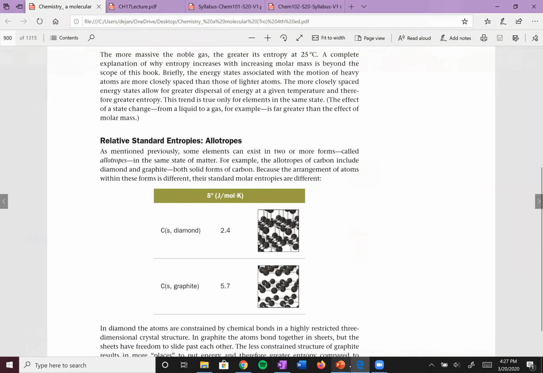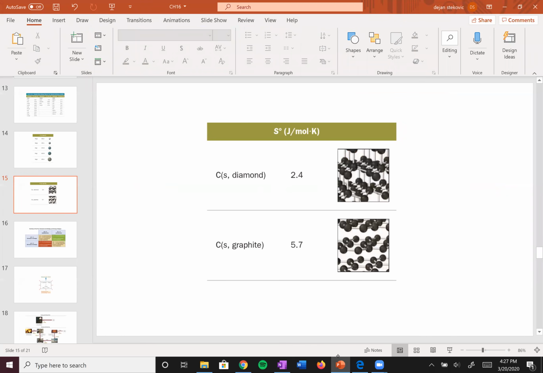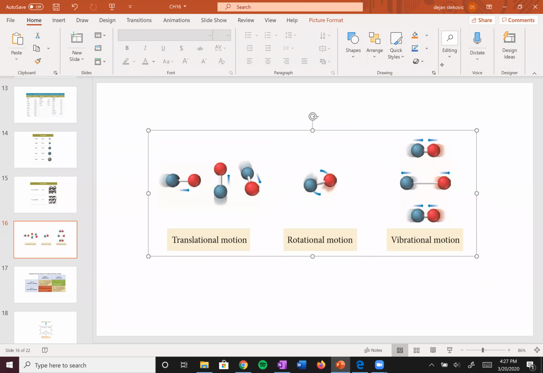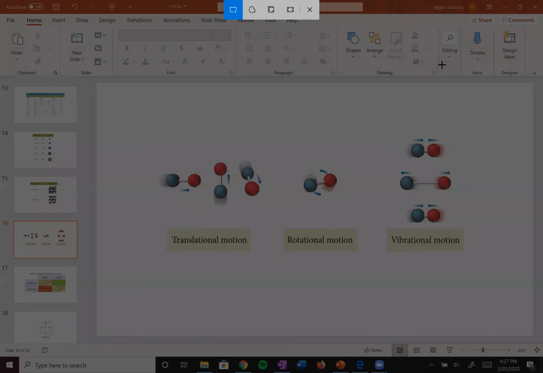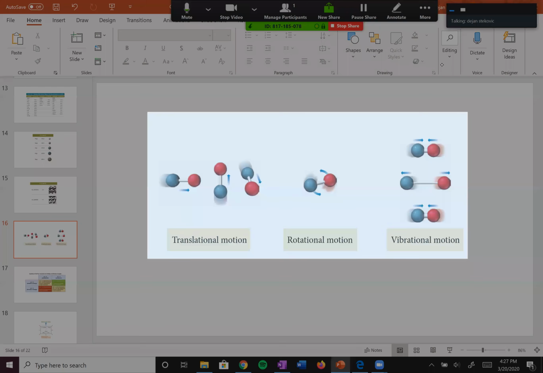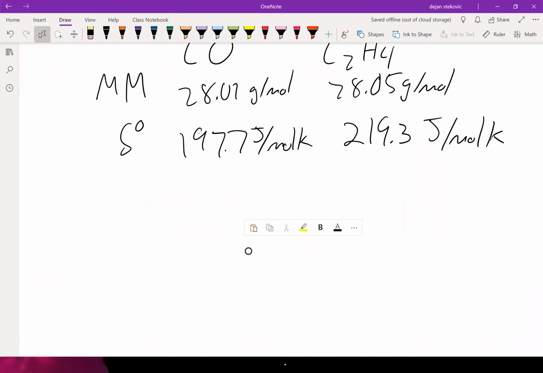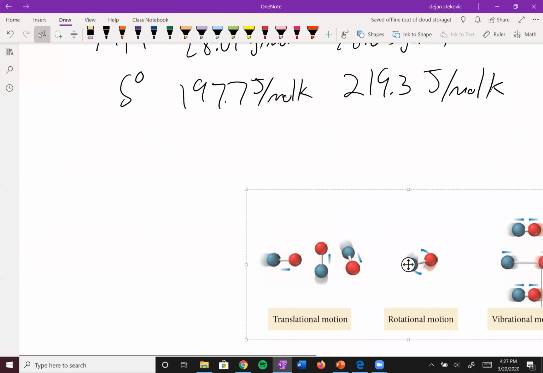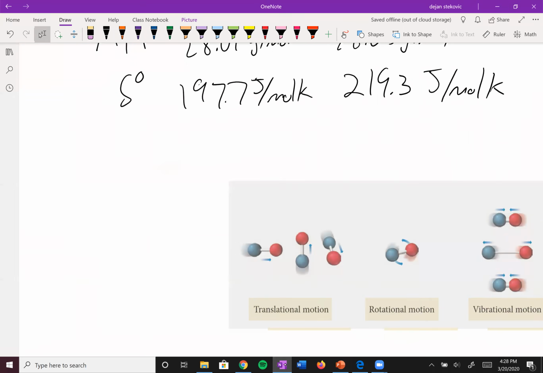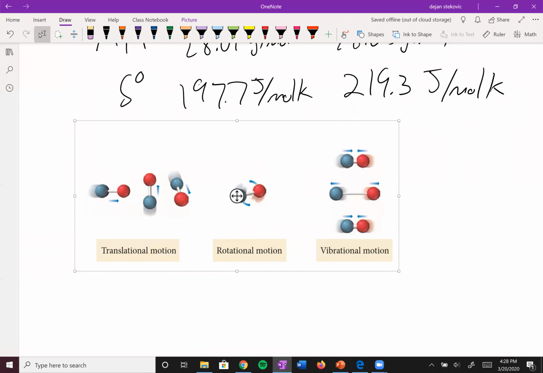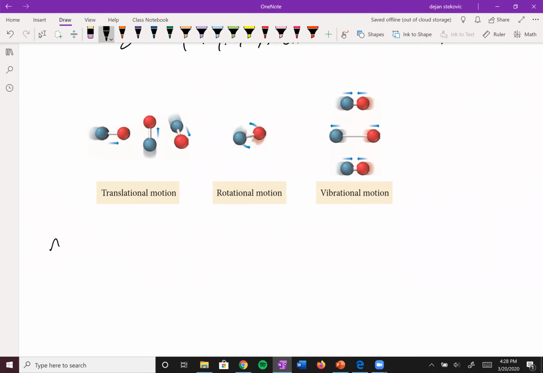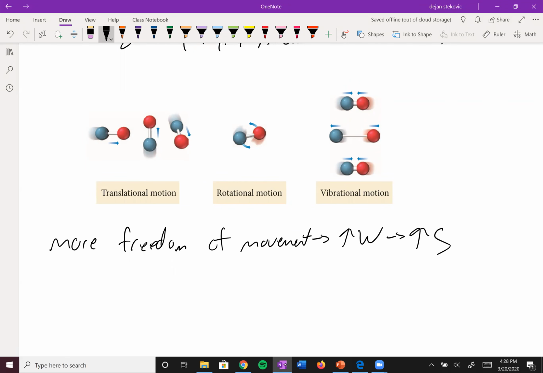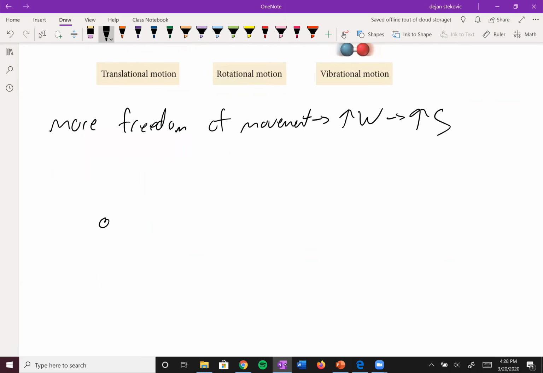This picture right here just shows you different types of motions these molecules can have. So again, the more types of motions you have, the more ways you can organize yourself, the more entropy. All right, so we'll just say more freedom of movement, more microstates, more entropy.